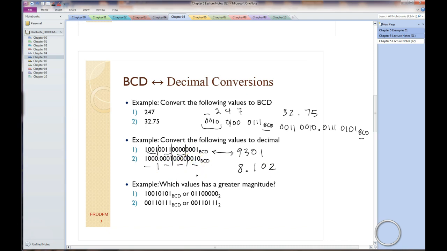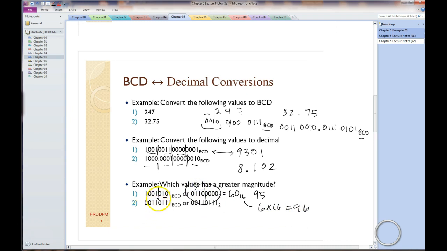Lastly, I have an example of numbers that look the same. They're both binary numbers. One is in BCD format, the other is in strict unsigned binary format. I want to know which one's bigger. I'll do the conversions on this first one. This is BCD, so this is going to be 90 and this is a 5. On this one, I'll convert to hexadecimal first. It's 60 base 16, which is 6 times 16, equals 96. So this number is bigger because it's 96.